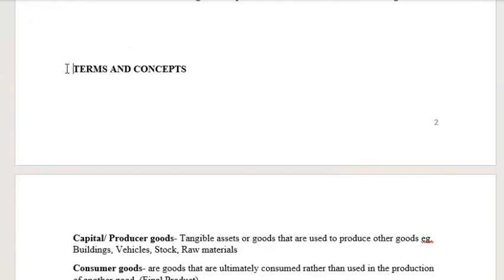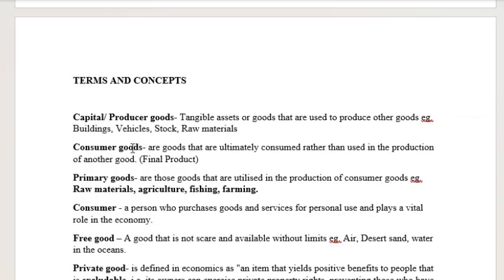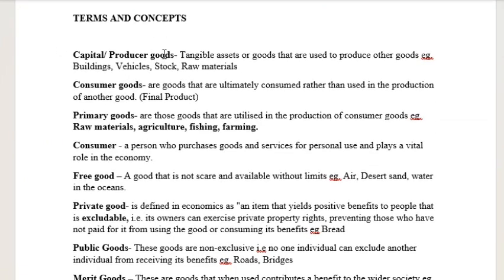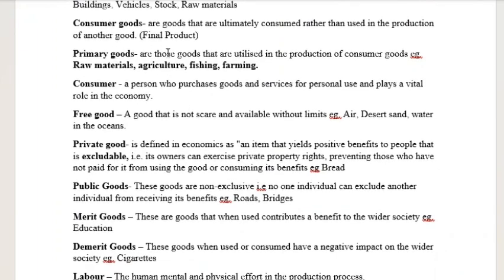So let's look at some basic terms and concepts for business. Capital, or producer goods. These are tangible assets or goods that are used to produce other goods. Examples, buildings, vehicles, stocks, raw materials. We have consumer goods. These are goods that are ultimately consumed rather than used in the production of another good, the final product. We have primary goods. These are raw materials, agriculture, fishing, farming, or these are the goods that are utilized in production of consumer goods.